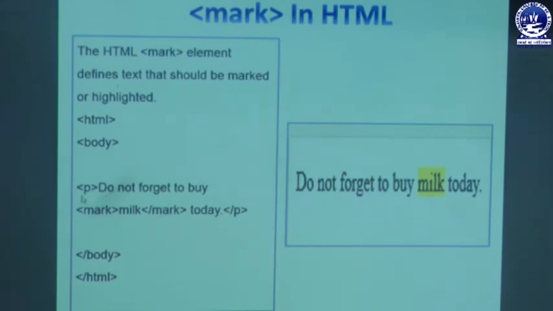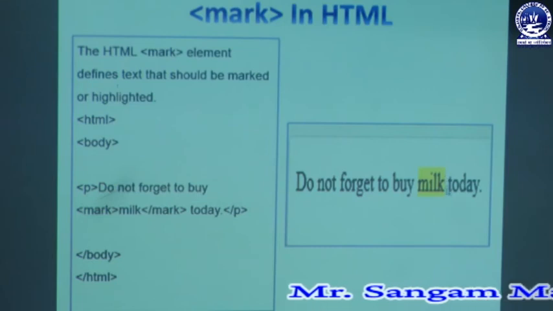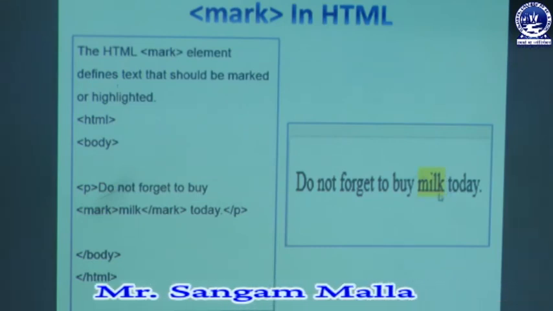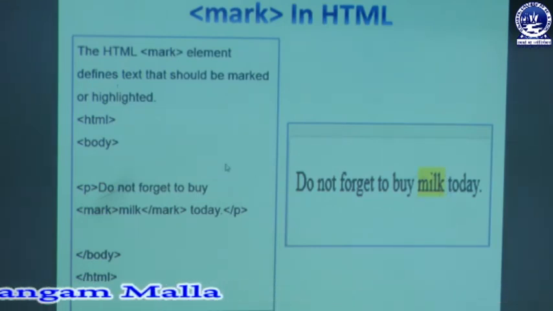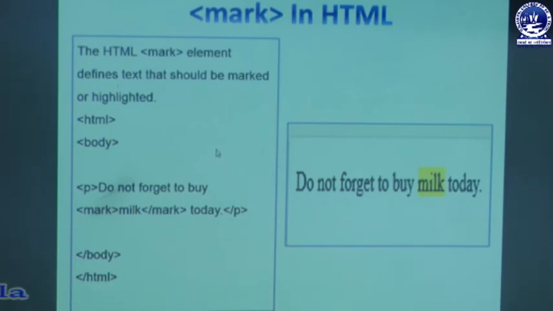So you can see that within the p tag I have written the mark tag, in which I have given only the word milk. You can see the reflection over here: do not forget to buy milk today. In this phrase, milk has been marked with yellow color. That means whenever we want to highlight any text in the web page, at that time we can use the mark tag.